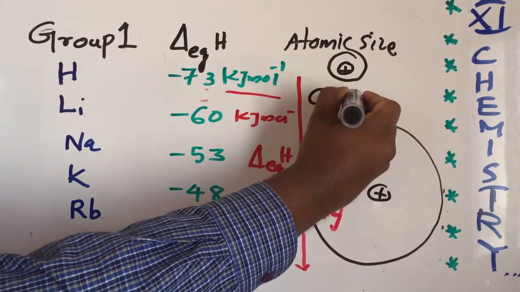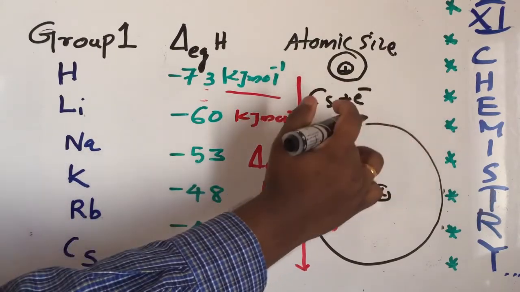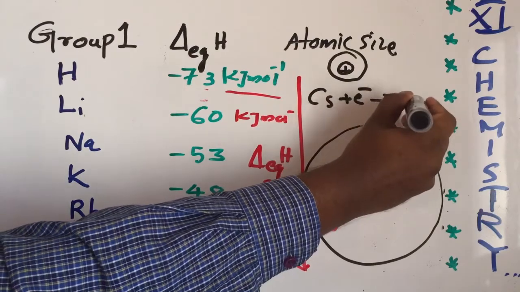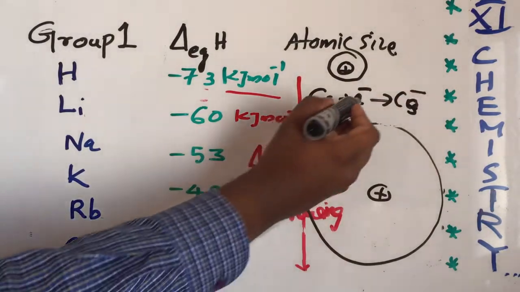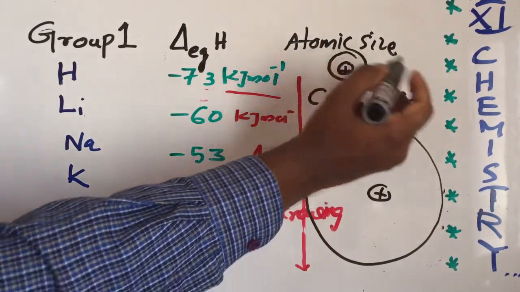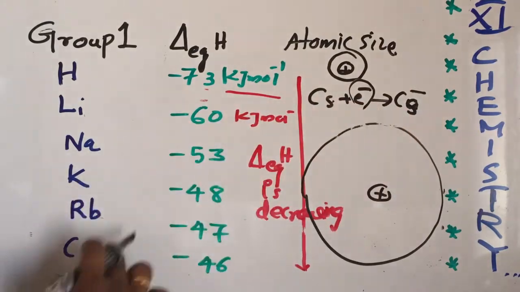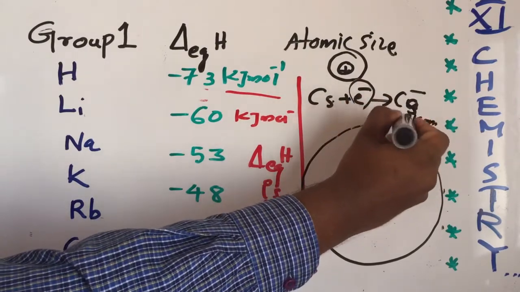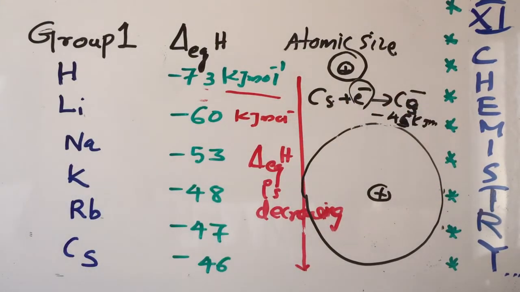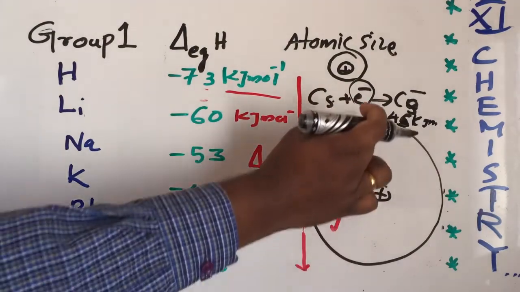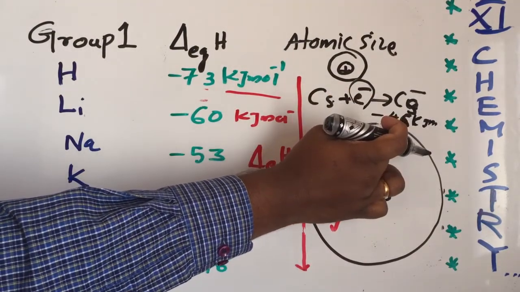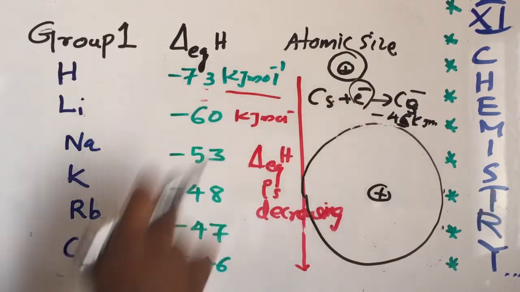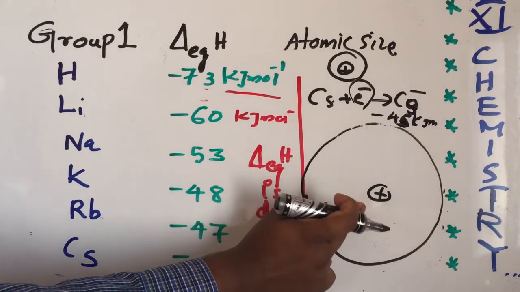So what is electron gain enthalpy? Electron gain enthalpy is the energy change occurring during the addition of an electron. So when an electron is added, cesium will change to cesium minus, and minus 46 kilojoule per mole will be released during this reaction. But this value is very small. Why is less energy released during this reaction? Because addition of an electron to cesium is difficult due to the high atomic size of cesium.